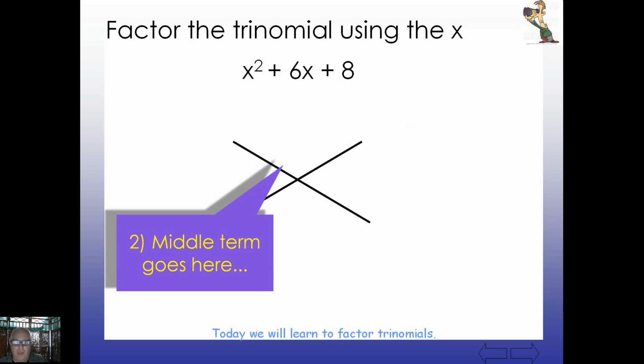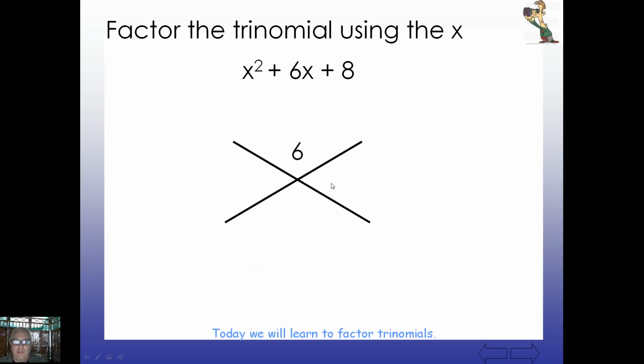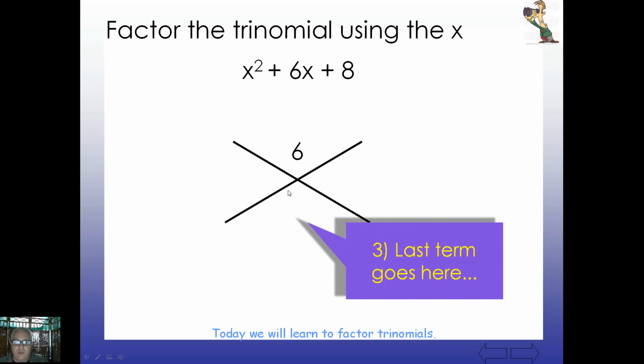Next thing I'm going to do is take the middle term and put it right there. So this is what's called the linear term, this term right here. And I'm going to drop it right here, and I'm going to just use the coefficient. So I have positive 6 here. There's no sign in front of it, so we assume it's positive. The next thing I'm going to do is put the last term here. Now, really what we're doing is we're multiplying this coefficient 1 times 8. Well, 1 times 8 is simply 8, the last term.